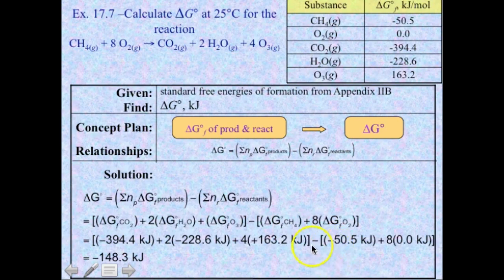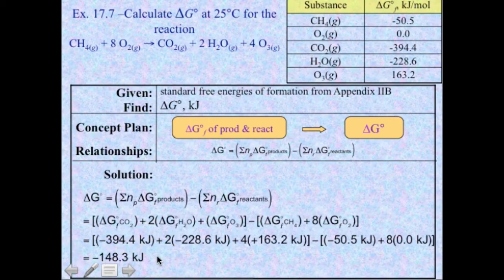We subtract from that the sum of the free energies of the reagents. Oxygen is 0, so we don't have to bother with it, but methane is minus 50.5 kilojoules. And of course we're subtracting that value of the reagents from the products. And when all is said and done, we have minus 148.3 kilojoules as our answer.